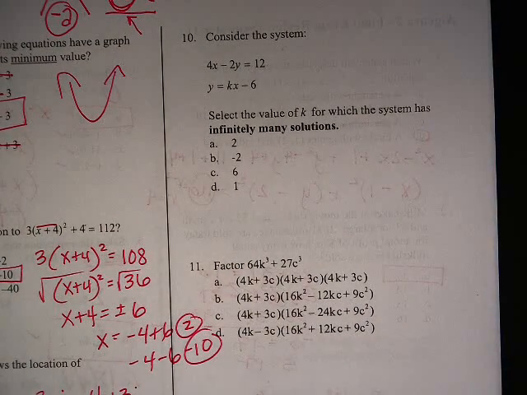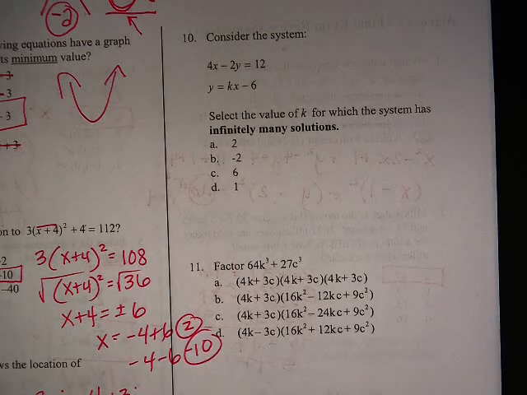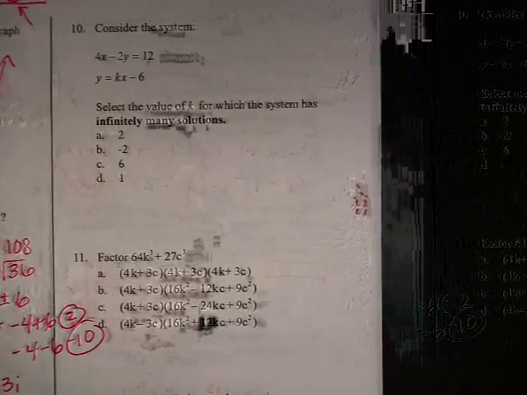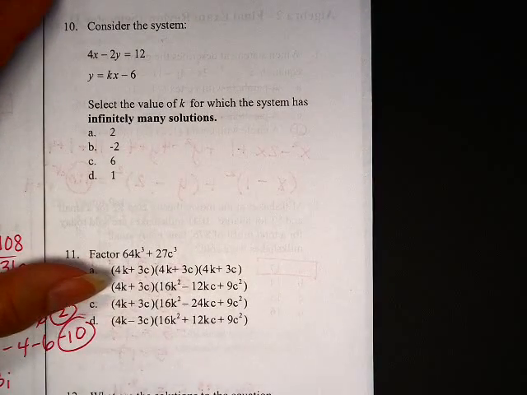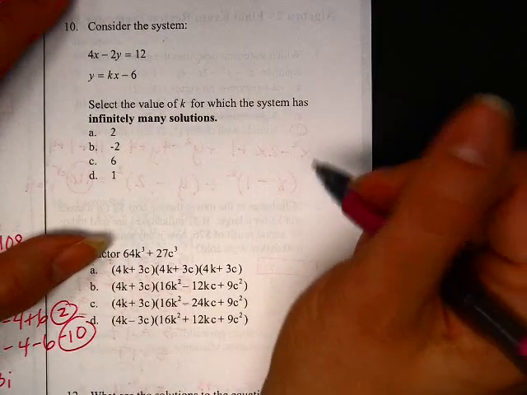Alright, number 10. Make sure I'm getting all the answers right. Wouldn't it be sad if I had videos for the wrong thing? Alright, so for number 10, consider the system. Select the value of k for which the system has infinitely many solutions.